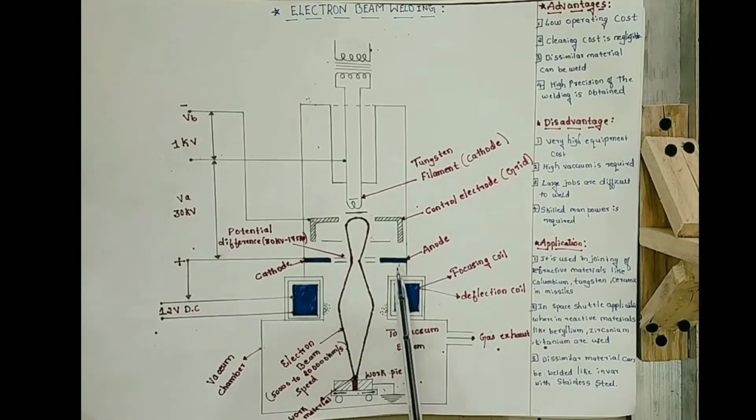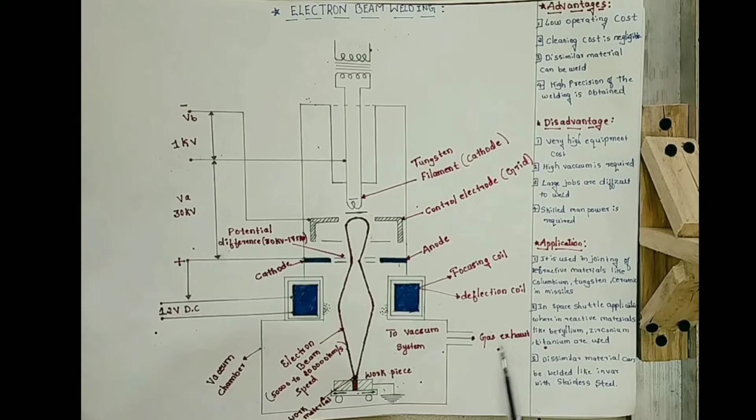The cathode and anode, which are present below the guide, are helpful to accelerate the electron beam. There are two different types of coil, the focusing coil and the deflection coil, which are present just below the anode and cathode, and are helpful to focus the beam on the workpiece. And there is a vacuum chamber present just below the focusing coil and deflection coil, which is helpful to penetrate the electron beam on the workpiece.